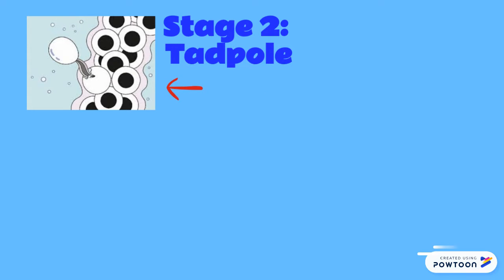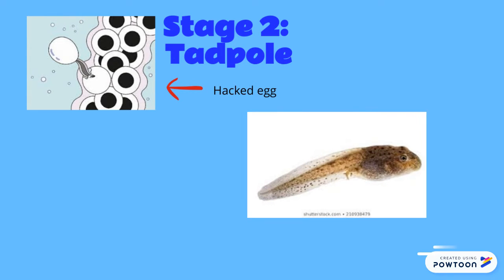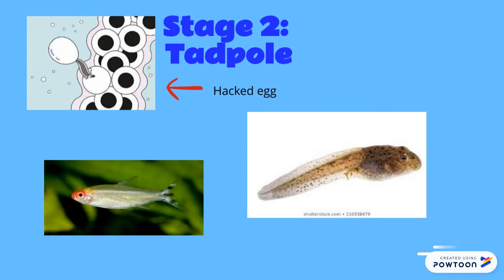Stage 2. When the egg hatches, it becomes a tadpole. At this point of the cycle, the tadpole looks more like a fish than a frog. It has external gills which allow it to breathe underwater. The tadpole swims, eats plants and algae from the water.